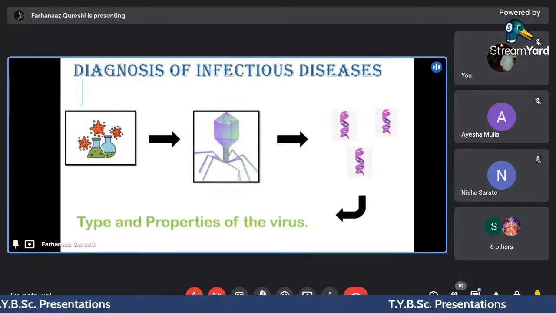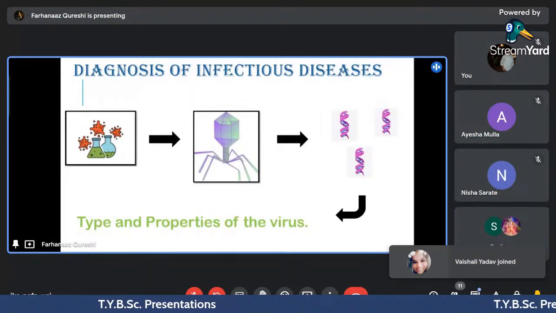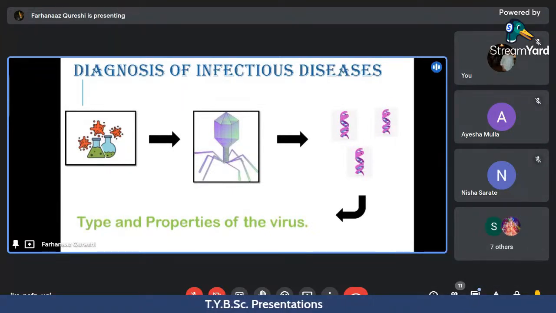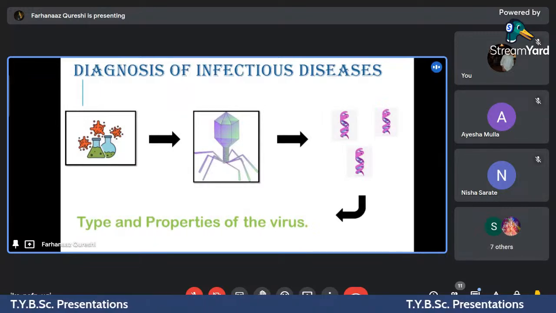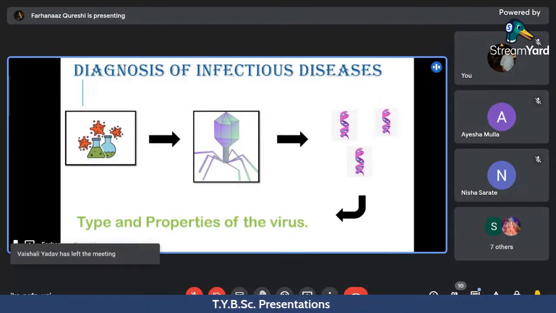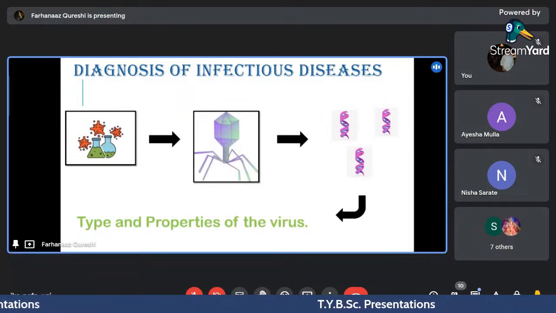The next is diagnosis of infectious diseases. In diagnosis of infection and infectious diseases, for example, it is used to diagnose infection by viruses. We take blood of a patient that has been infected by the virus. Then we amplify the DNA of the virus so that we are able to study which type of virus it is and its properties.